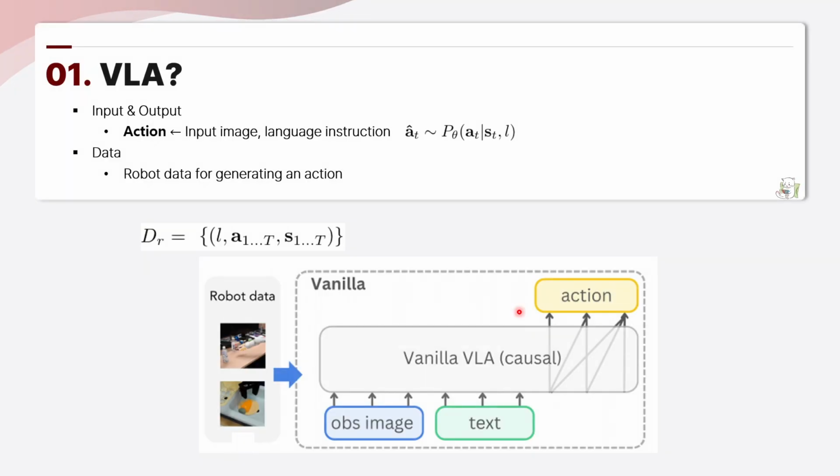Before we begin today's paper, we need to understand the concept of VLA. A VLA generates an action based on both an image and a language instruction. And data consists of language instruction L, actions at each time step, and visual images at each time step. But this framework does not include a reasoning step, so it's difficult to execute more complex tasks.